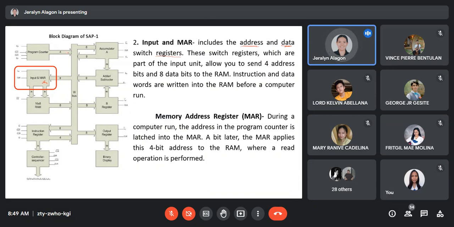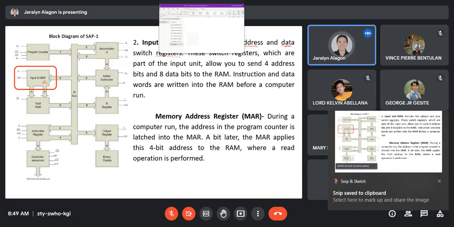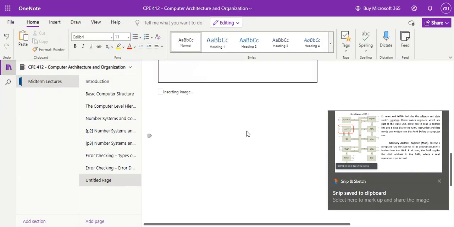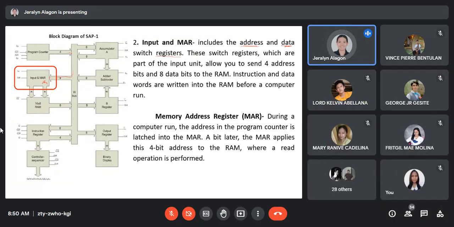Now, the program counter gives the address of the data or instruction. When it arrives here at input and MAR, it is as if the information gets divided. The address is separate, and the data is separate. So these switch registers, which are part of the input unit, so they are included in the input unit, allow you to send 4 address bits and 8 data bits to the RAM.